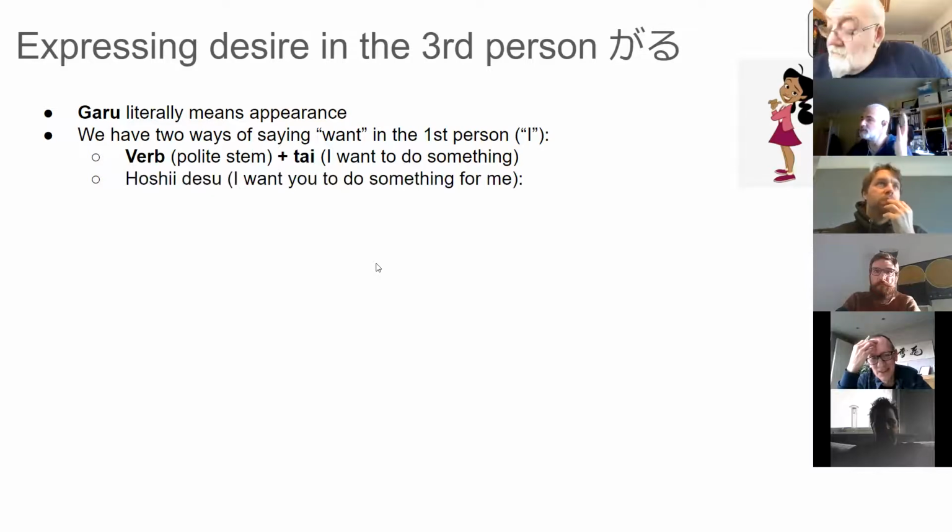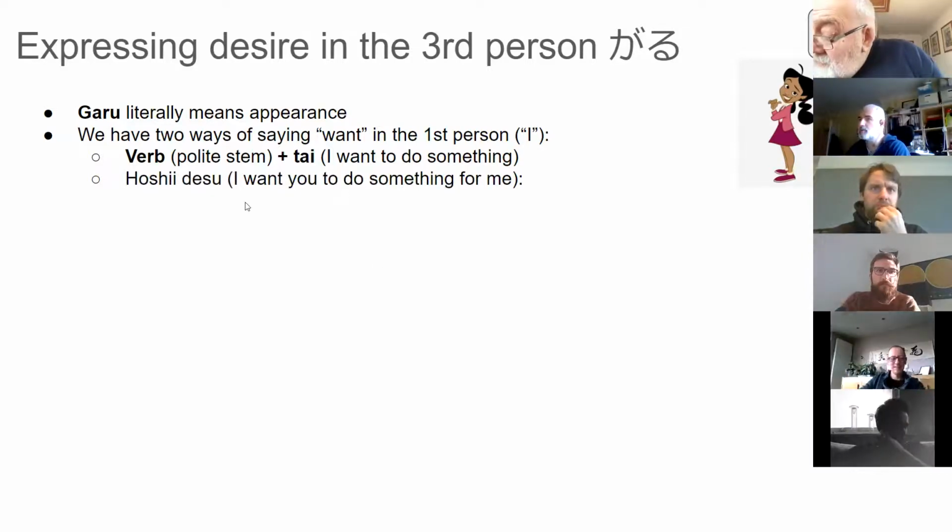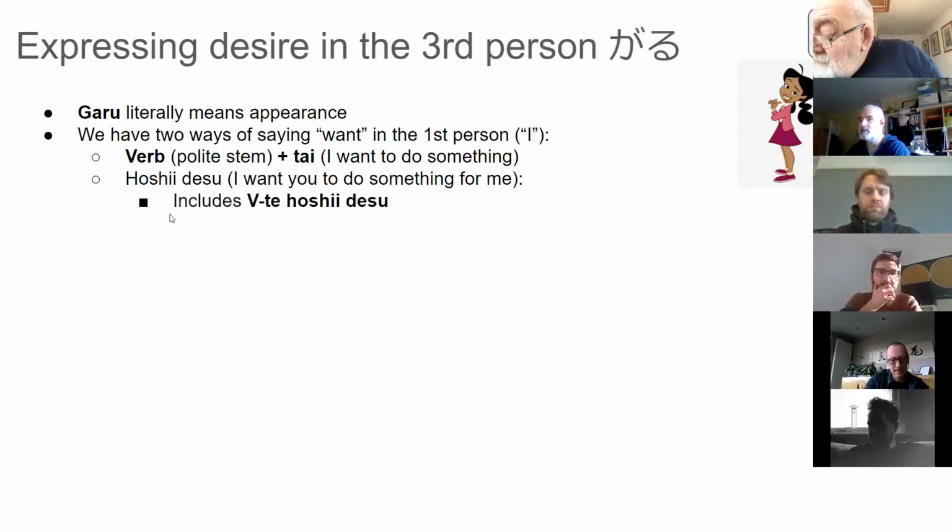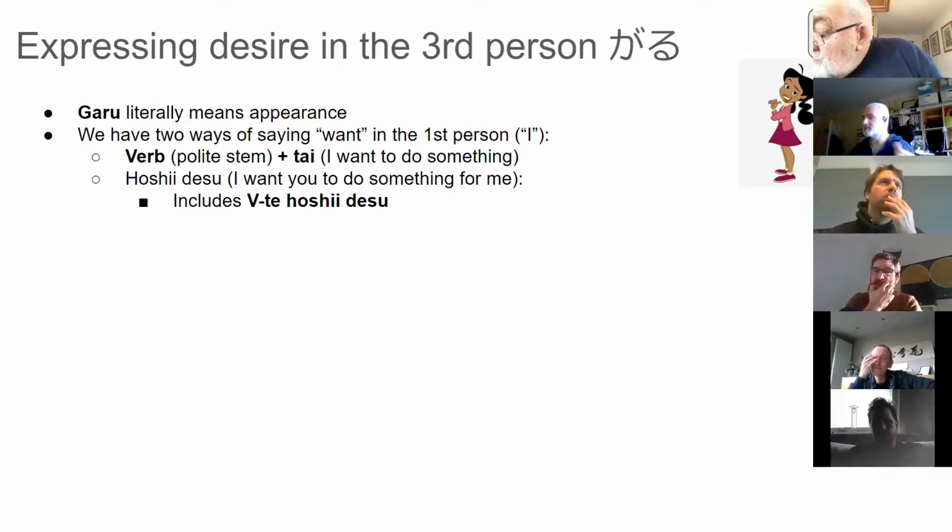Hoshii desu. So you can use this to mean, for example, I want you to do something for me. So to do this, we put the verb in the te form. If you want somebody to do something for you, and then say hoshii desu. For example, I want you to make me a coffee. Kohi o tsukutte hoshii desu. Perfect.